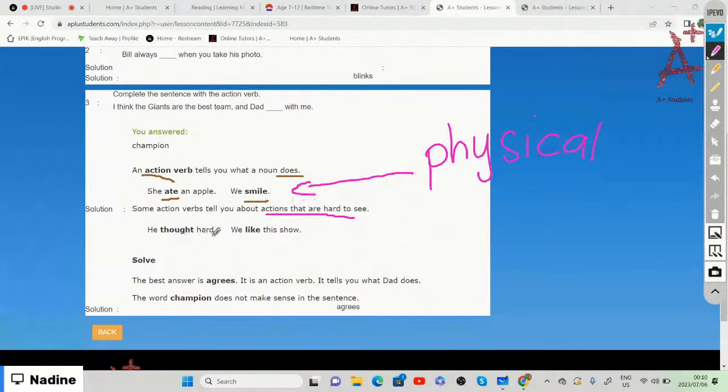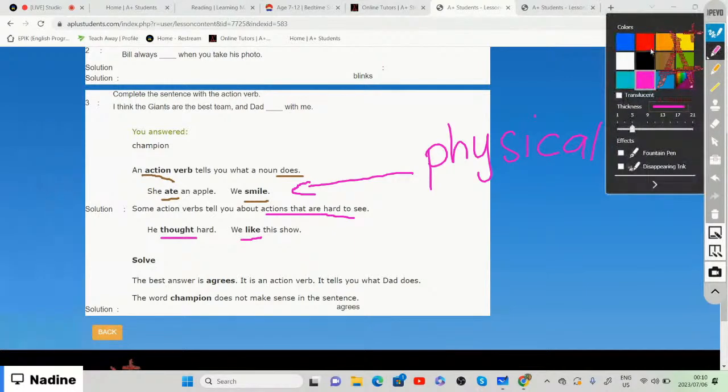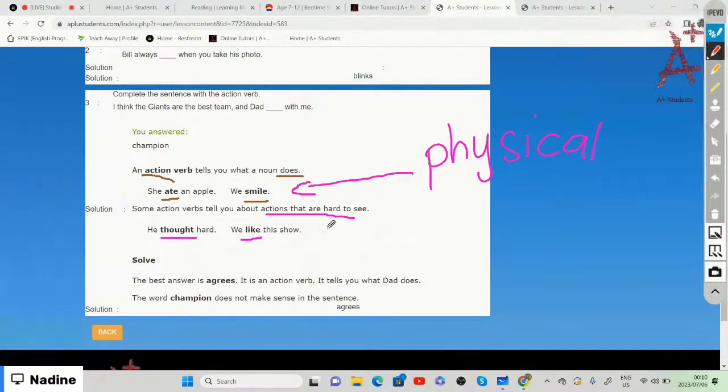And we thought hard. So what did we do? We had to think hard. So we thought hard, right? Thought is an action verb. It's like thinking, right? We like the show. Like, right? So these are all mental, right? Remember I mentioned that some action verbs are physical and some are mental.